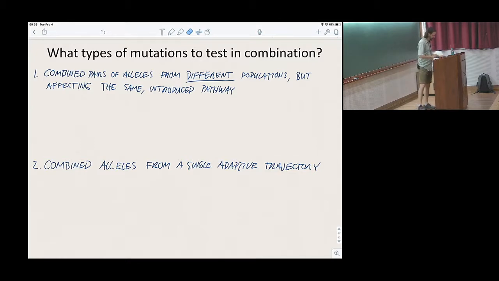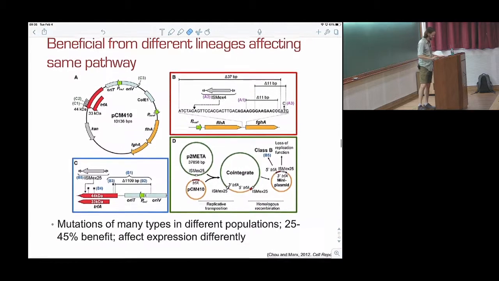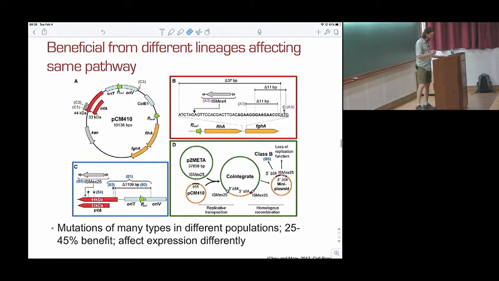So first, tackling number one here, combining pairs from different populations. It turned out, not surprisingly, that we introduce a novel pathway and every single population gets beneficial mutations within this novel pathway that change its expression level. It's kind of guilty before the experiment even started as being a fairly likely place that something might need to change. And these occurred very, very early.